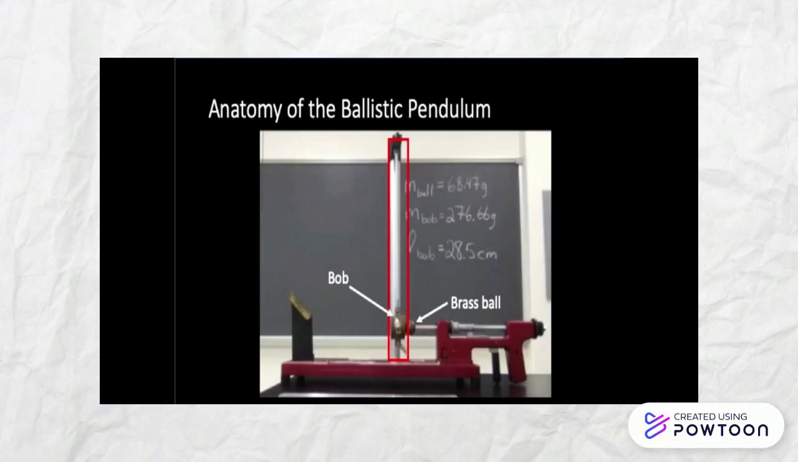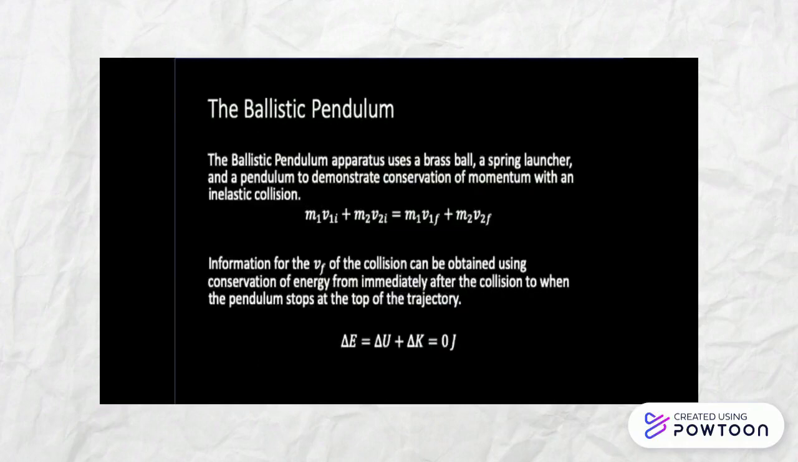If you know the initial velocity that the ball and the bob move together, that also happens to be the final velocity after the collision. Using that information and the fact that we're experiencing an inelastic collision, you can find the initial velocity of the brass ball. Feel free to pause on this slide to make sure you have all the information and equations you need for the ballistics pendulum.